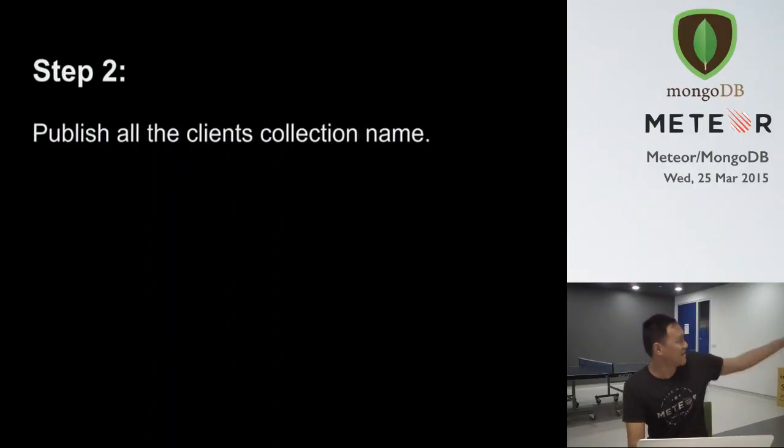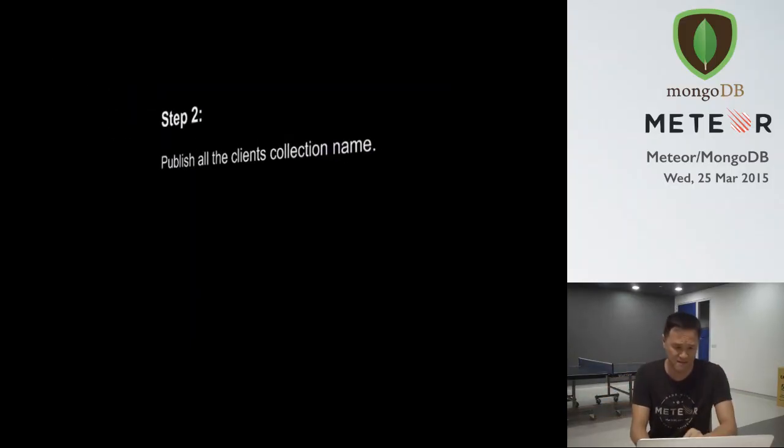So the second step is to publish all the client collection names. Because it's Mongo, you can select what fields you want to retrieve, right? So you can just retrieve all the names, and then you can add on security. If you are not supposed to see certain things, you can just do validation on it.